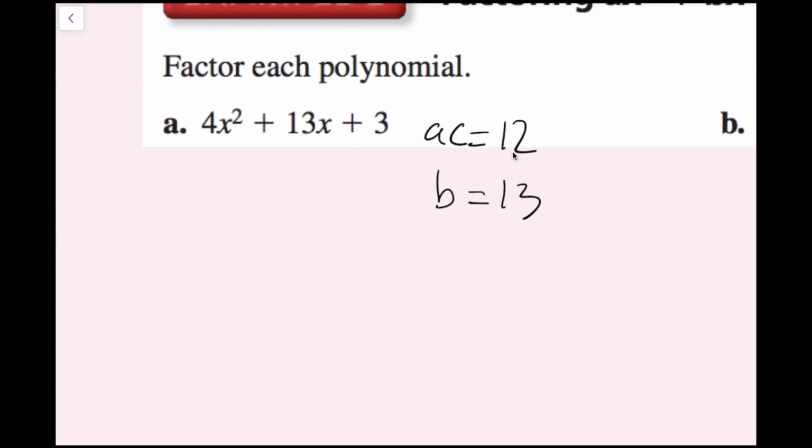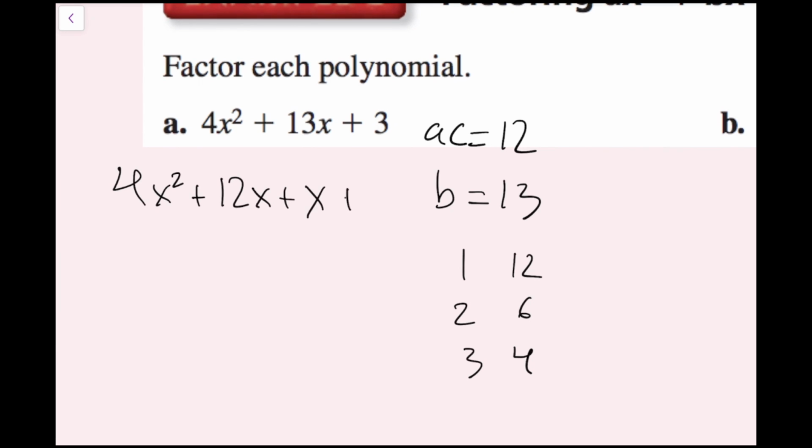Well, if I write down my factor list for 12, I'm going to get 1 and 12, 2 and 6, and 3 and 4. So these all multiply to 12, but I want to see which one of these add to 13. Well, that's just going to be 1 and 12 here. So I'm going to break up this 13x into 1x, or just x, plus 12x. So this is going to be broken up into 4x squared plus 12x plus x plus 3.